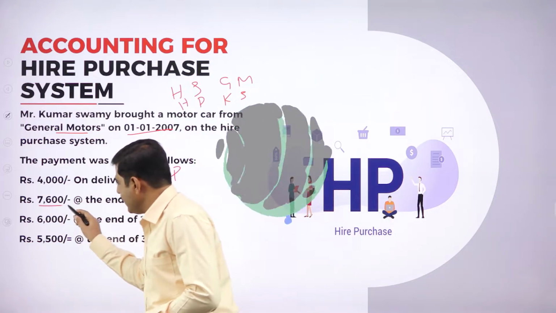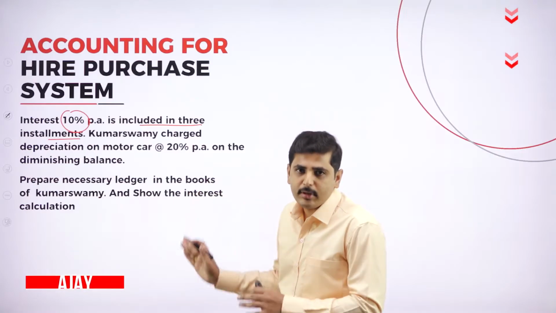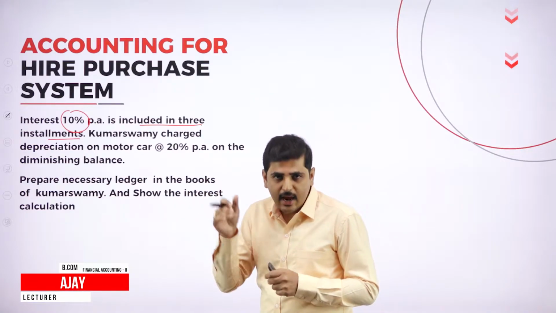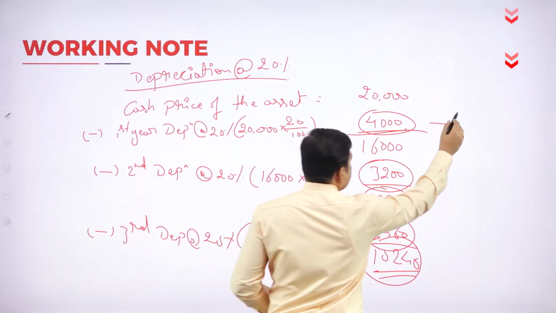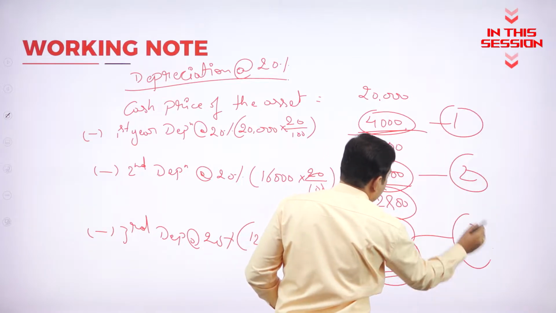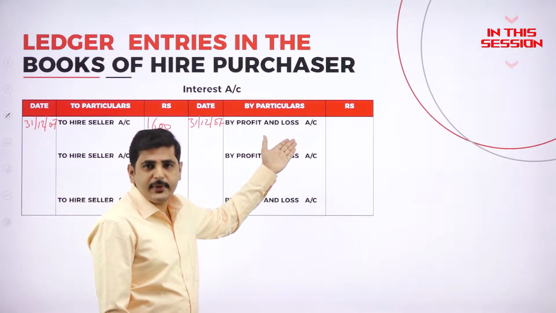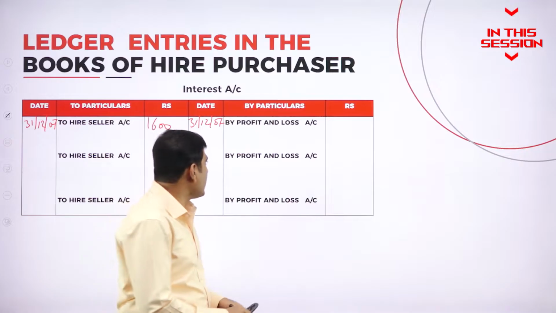For the first year, he made the payment of 7,600 as an installment. In this problem, he has not given the cash price. We have to calculate the cash price. This is the first year, this is the second year, and this is the third year. So we have to show the interest is due, and later we have to transfer the interest to profit and loss account.